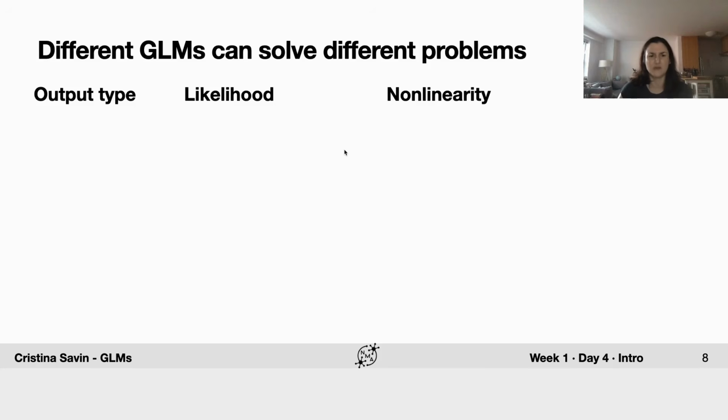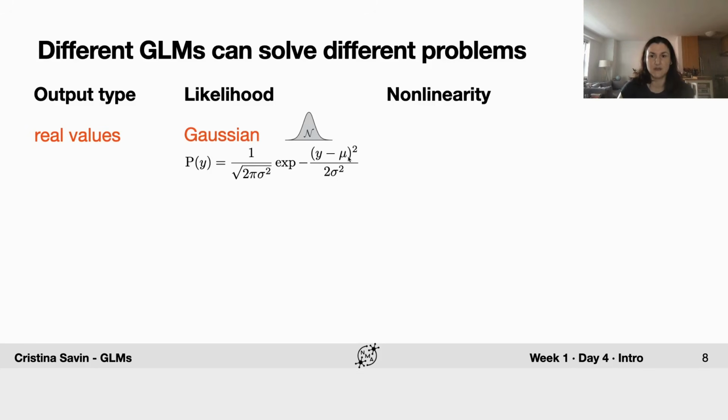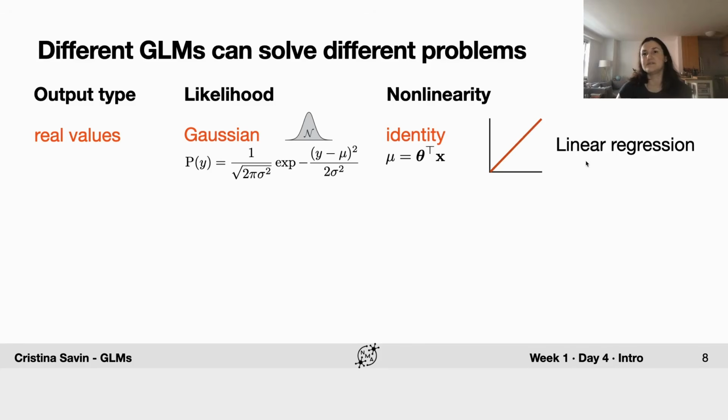And we kind of work our way backwards from that. If the data is real valued, then it is natural to assume Gaussian noise. In this case, we can even skip the nonlinearity altogether by making it the identity. Putting all these three components together results in a familiar model, which is simple linear regression that you've seen yesterday.